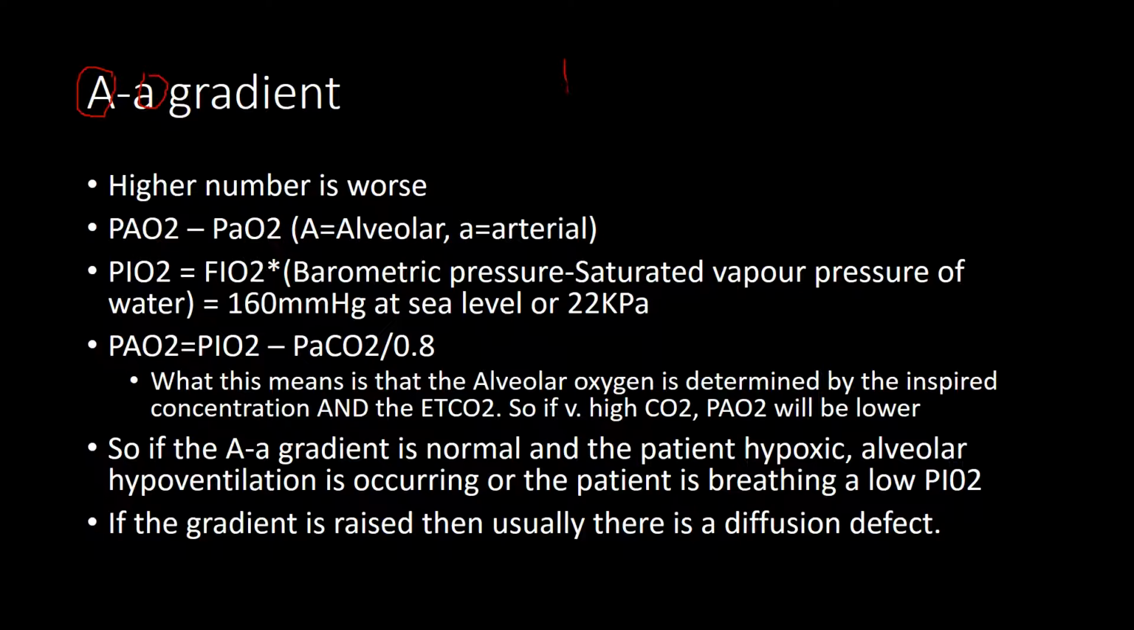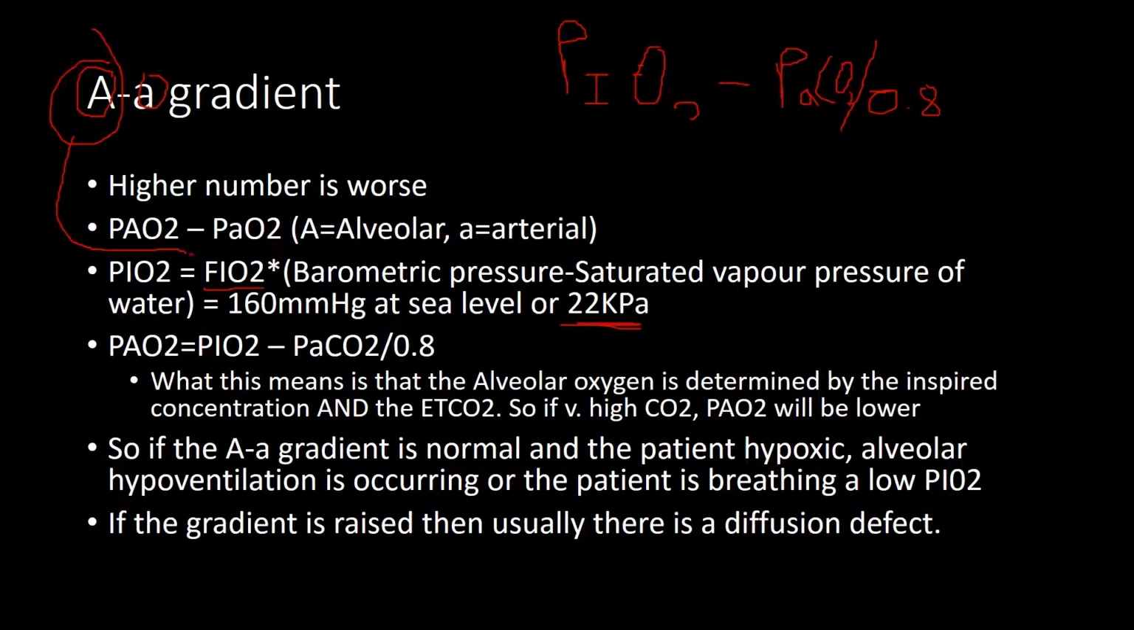You work out the PAO2 because you know the PiO2, which is the partial pressure of inspired oxygen, which is essentially FiO2 times the barometric pressure minus the saturated vapor pressure of water. So it's about 22 kilopascals. Then to measure the PAO2, you know the PiO2, and you take away the PaCO2 divided by the respiratory quotient, divided by 0.8. Okay, so that's to find out what the PAO2 is. So in other words, the capital A does depend very much on the FiO2.